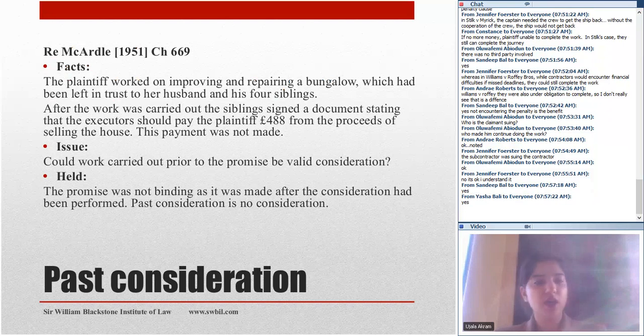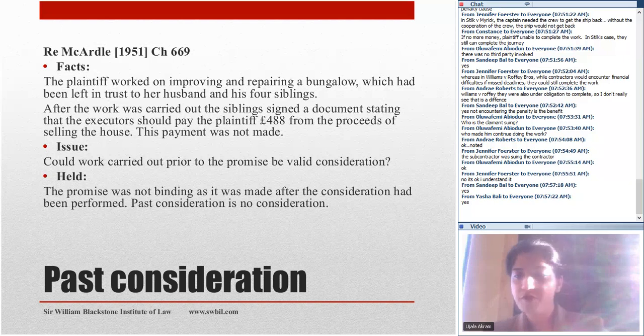So our next situation is involving past consideration. It is not very difficult to remember the rule that past consideration is not good consideration from cases such as Re McArdle. But it is very important to remember what past consideration means and why it is not good consideration. Past consideration refers to a time before the making of the promise. So you have to remember that.